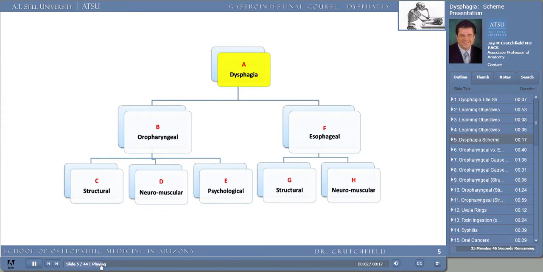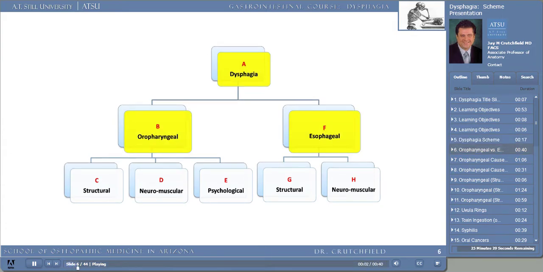Here's the first scheme. This is dysphagia, and we can see how it's broken down into oropharyngeal and esophageal. Oropharyngeal swallowing is that part which is under voluntary control. The rest of it is involuntary. This becomes important later. The scheme is broken down at its first nodes into oropharyngeal and esophageal.